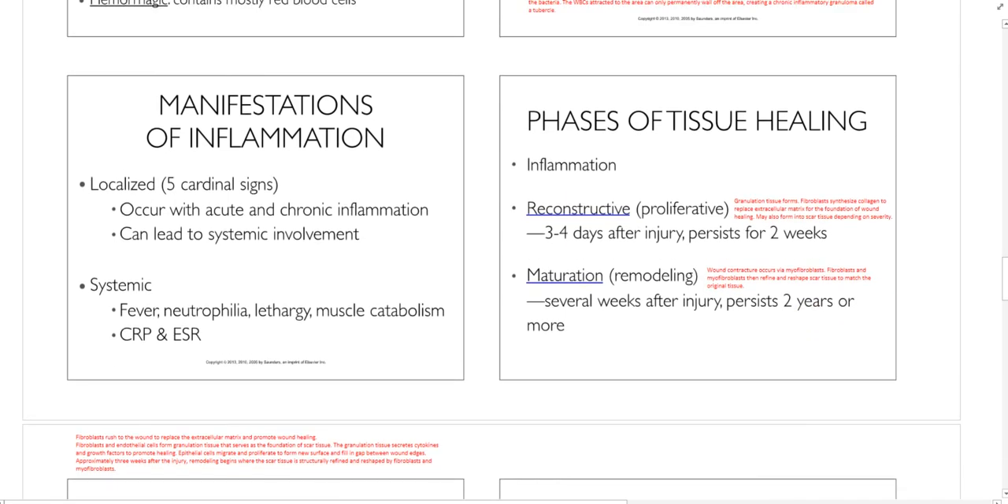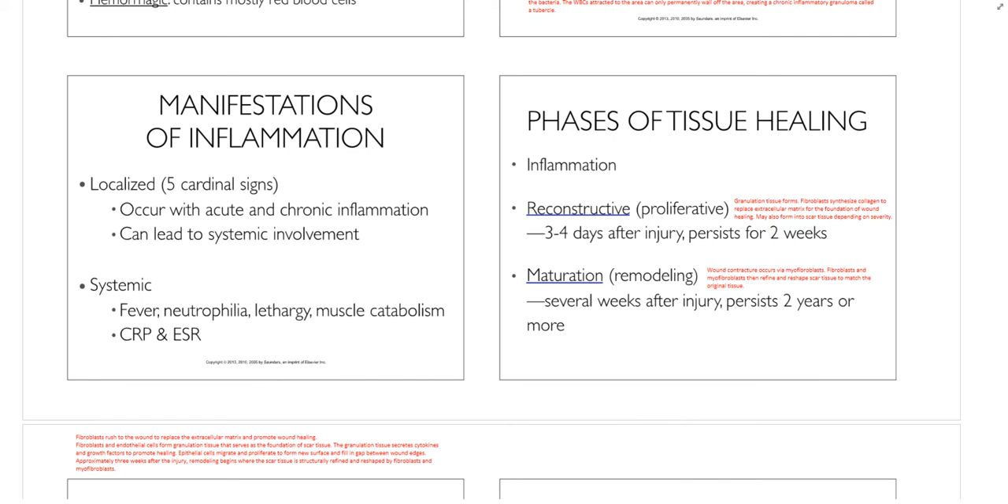Okay, so we can have localized manifestations of inflammation like our 5 cardinal signs occurs with both acute and chronic inflammation. And then systemic, we have all those things. For tissue healing, we have our 3 stages. We have inflammation, which is what we've been talking about this entire time. We then would move on to reconstructive or proliferative stages. This is where we're going to end up getting a bunch of granulation tissue forming within the injured site.